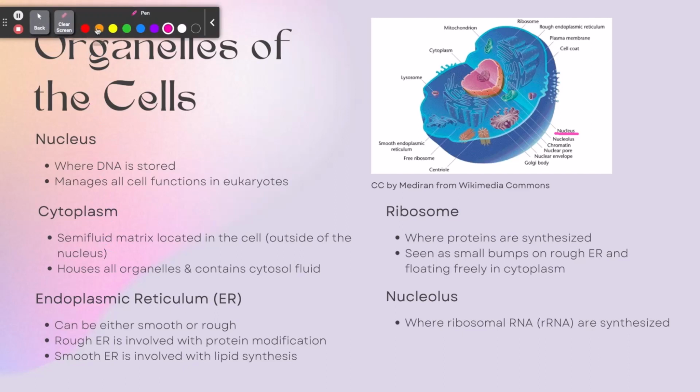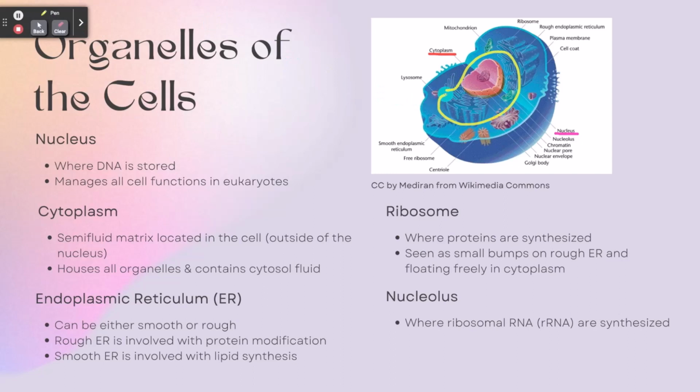The cytoplasm is right here. Well, the cytoplasm, as we'll see in the description, is generally the space around here. But for the definition I've included here, it is simply a semi-fluid matrix located in the cell, and it is located outside of the nucleus. This is where all organelles are located, and it contains a fluid called cytosol. So the cytoplasm, again, is essentially just this entire space in the cell right here. So it would be here.